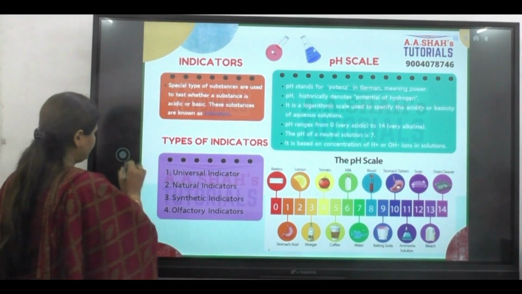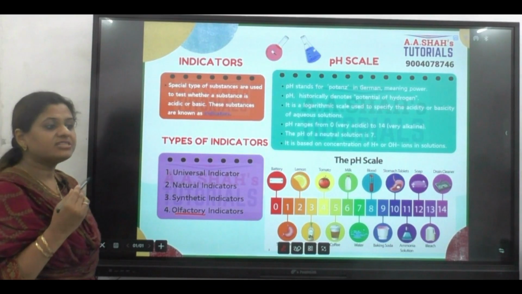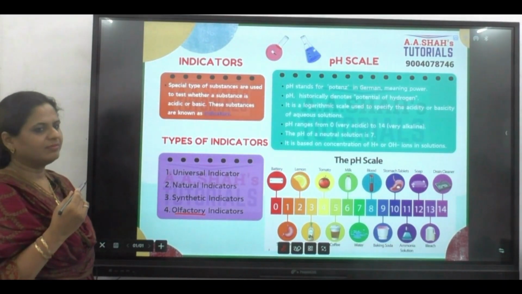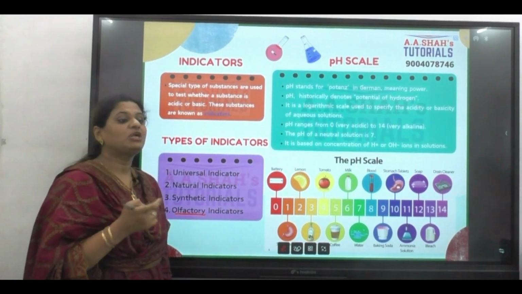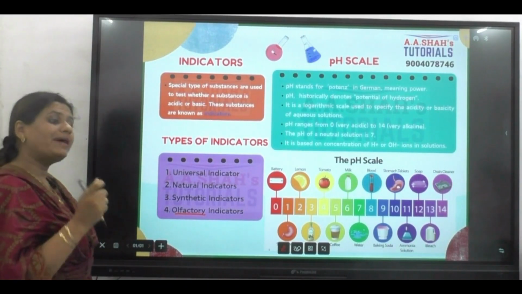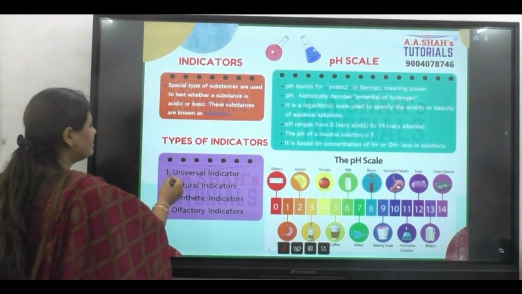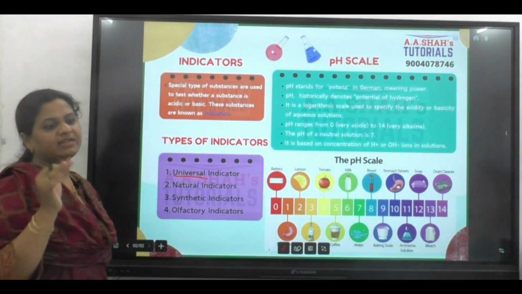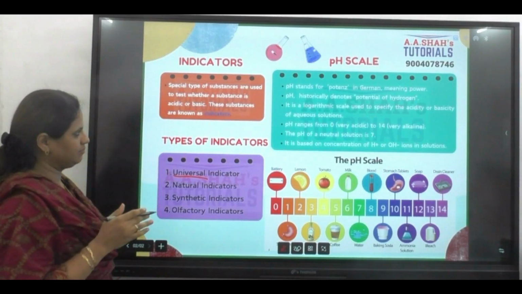Can anybody tell me the meaning of the term olfactory? Olfactory is related to... It's nothing related to factory. It is related to smell. So by smell you can come to know whether a substance is an acid or a base. And universal indicator is the most common indicator which will give you a universal idea about whether a substance is an acid or a base, as well as how acidic or how basic it is.